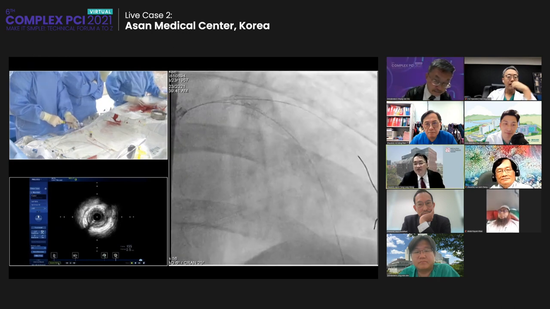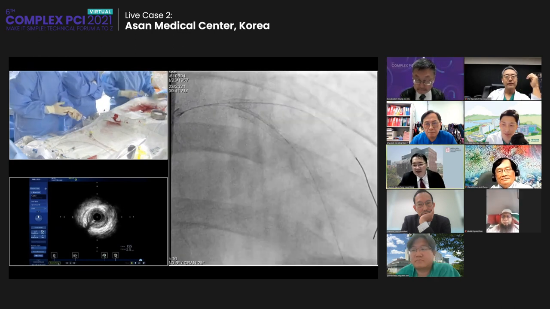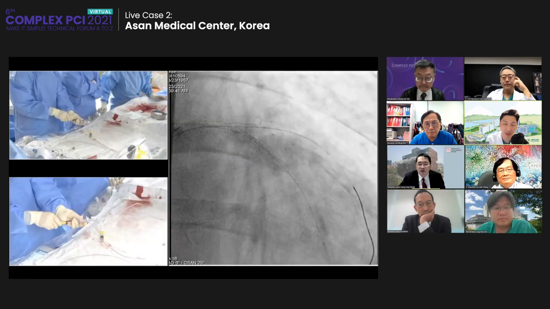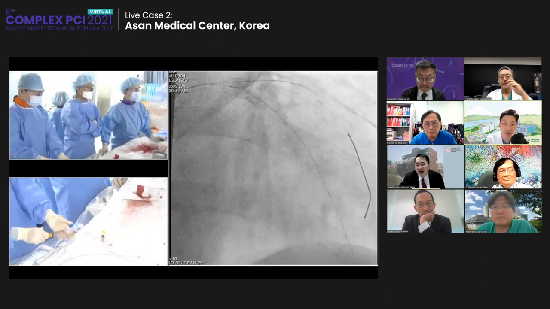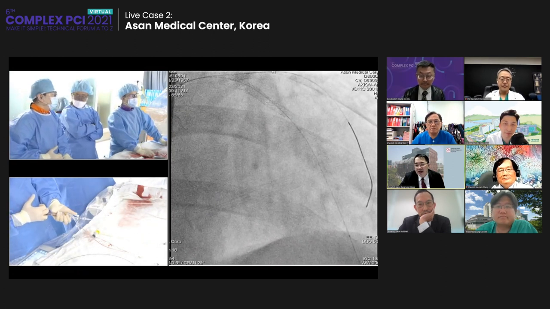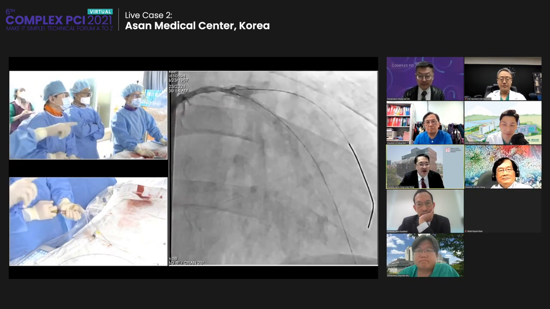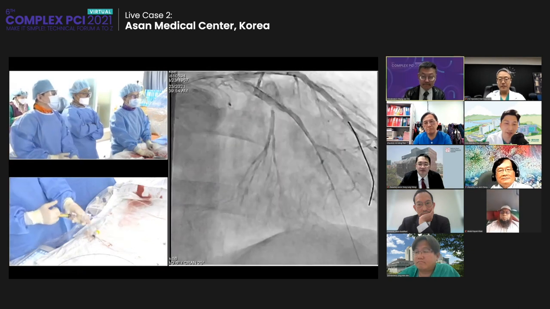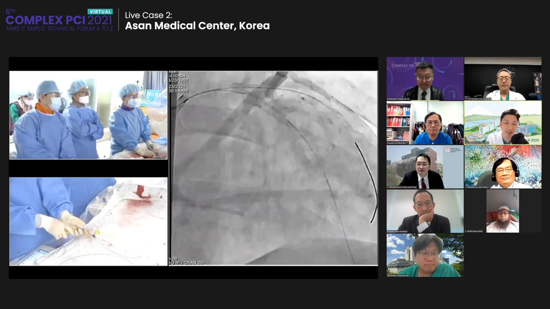I think if the IVUS cannot cross, it means that there's a very tight lesion. So I would put down a small 1.5 balloon, just dilate it with some flow. Yes, I totally agree with your opinion. That's what I did next.